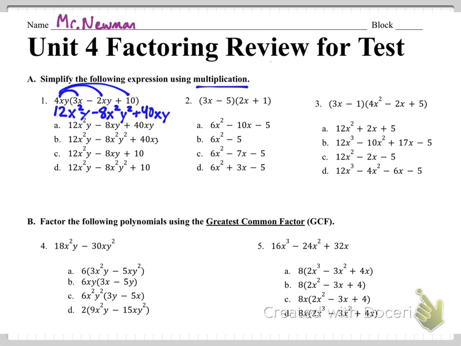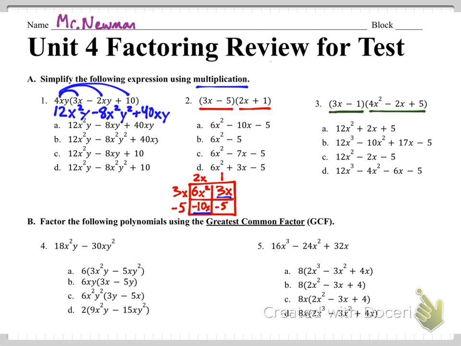For the next one, we're multiplying 2 binomials. Notice I write this on the outside of the box. This is the opposite of the factoring we've been doing lately, so make sure you can multiply it out and go that direction too. When you multiply, 3x times 2x is 6x squared. 3x times 1 is 3x. Negative 5 times 2x is negative 10x. And negative 5 times 1 is negative 5. When you add all those together, the 3x and the negative 10x combine to become negative 7x. So that middle term is negative 7x, which makes the answer C.